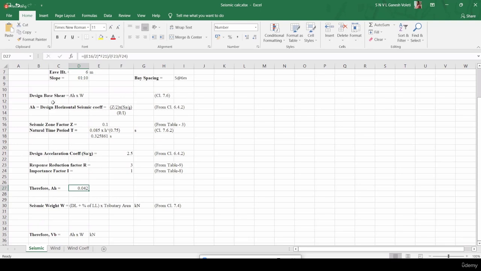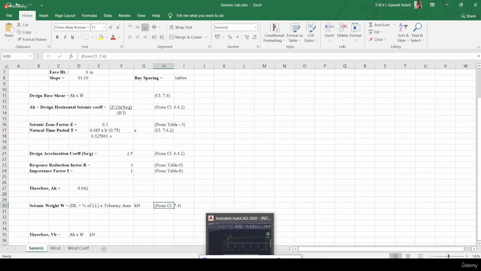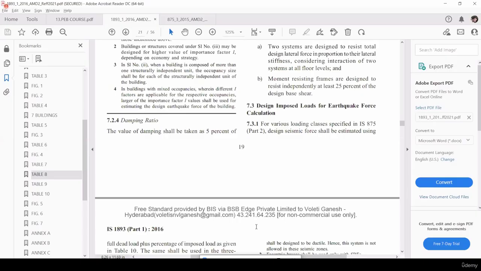Now our aim is to determine the design base shear at the base of the structure. So this is Ah into some particular weight. What is that weight? Generally, W is called the seismic weight. To calculate seismic weight, we have some formula defined in the code, clause 7.4. So this is the clause I'm going to show you, 7.4.